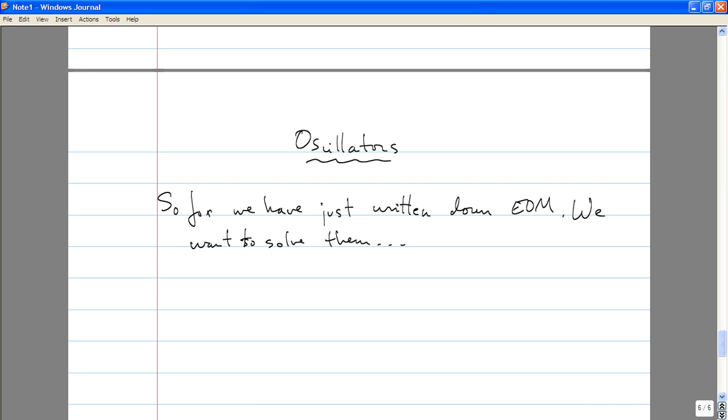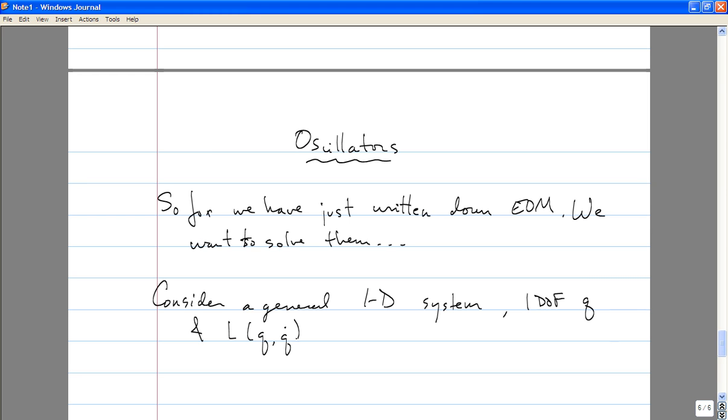So let's just consider a general one-dimensional system. A system with one degree of freedom, Q, and a Lagrangian, which is a function of Q and Q dot. And for the time being, let us consider only those systems where the Lagrangian has no explicit time dependence.